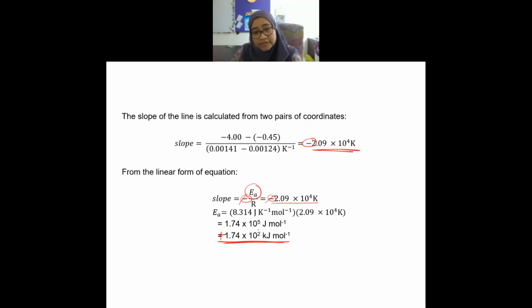Okay, so this is in J, in Joule. Later on, you have to convert into kJ. Why in J? You must confirm in J first, because the unit of your gas constant is in J. So you have to do it in J first, then you convert into kJ.